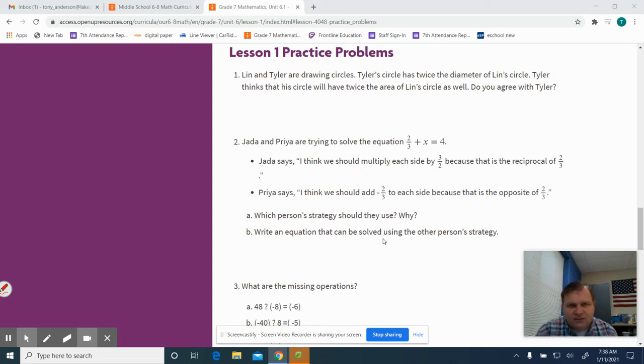Hey everybody, let's look at Unit 6, Lesson 1 practice problems real fast. Number 1 is dealing with circles.